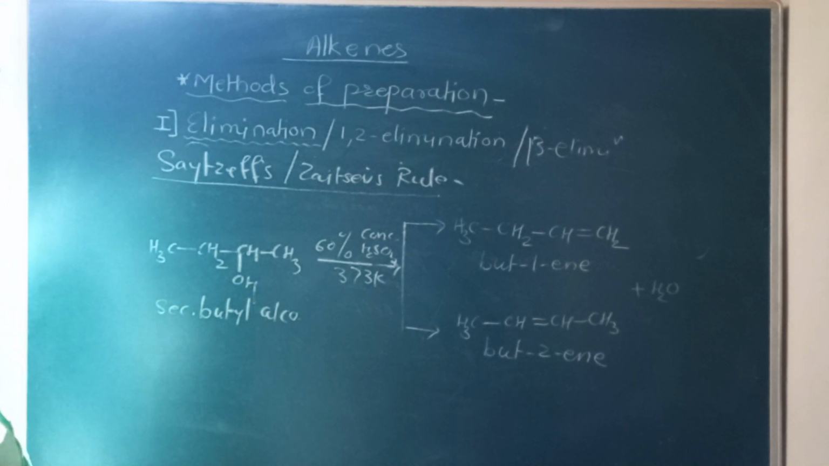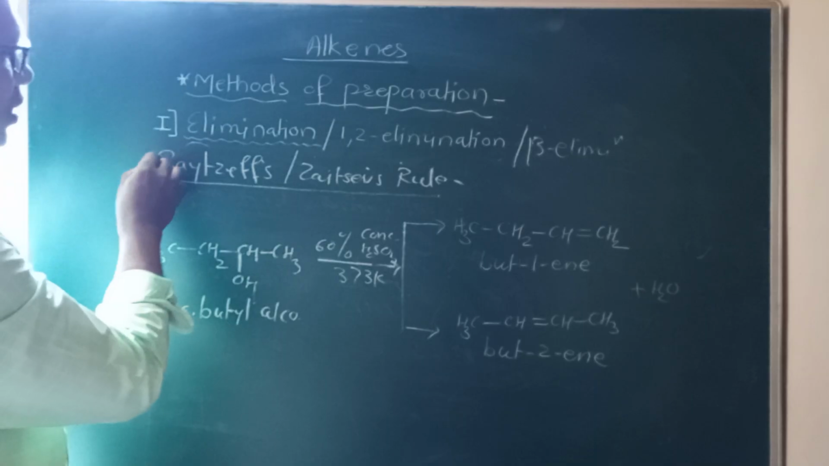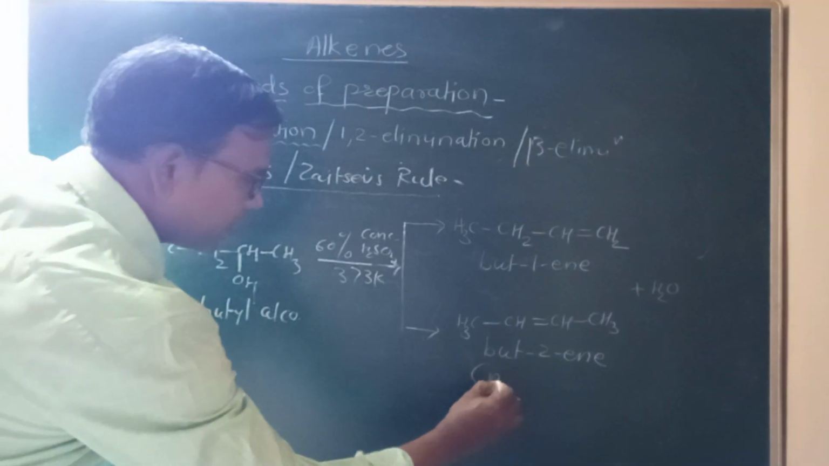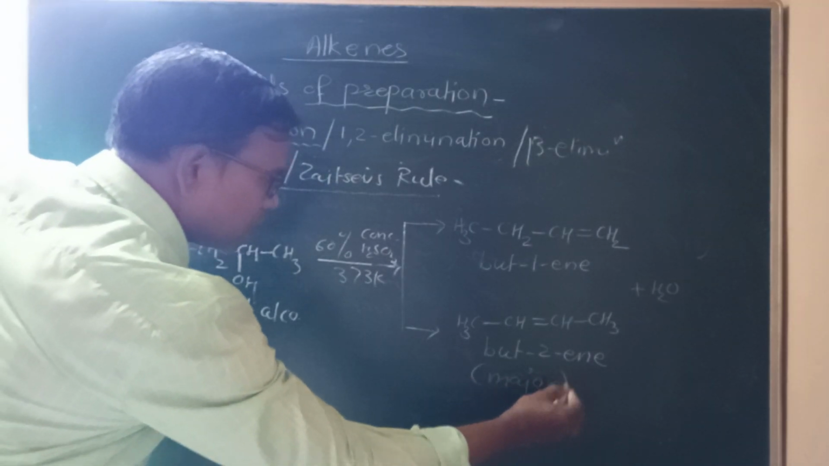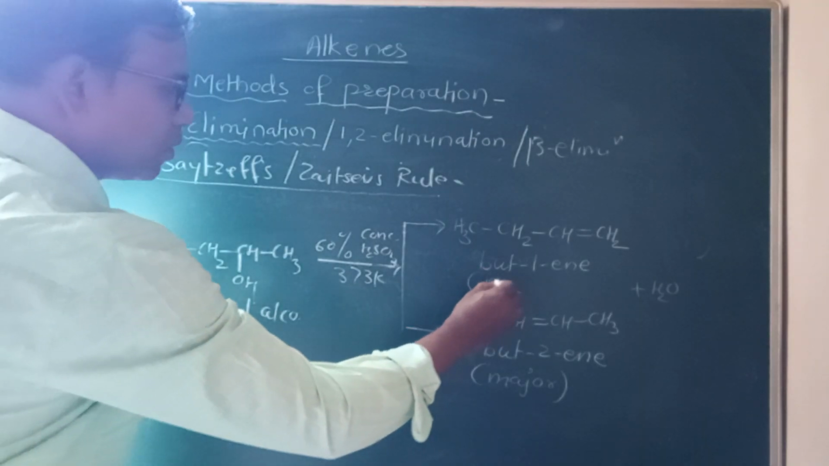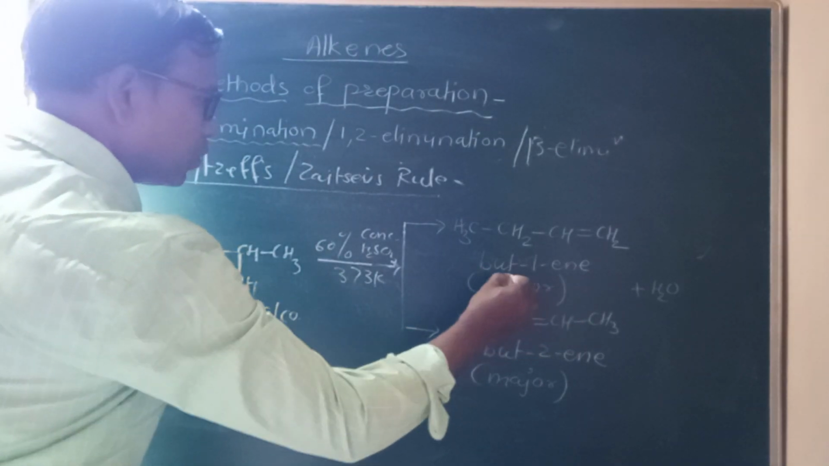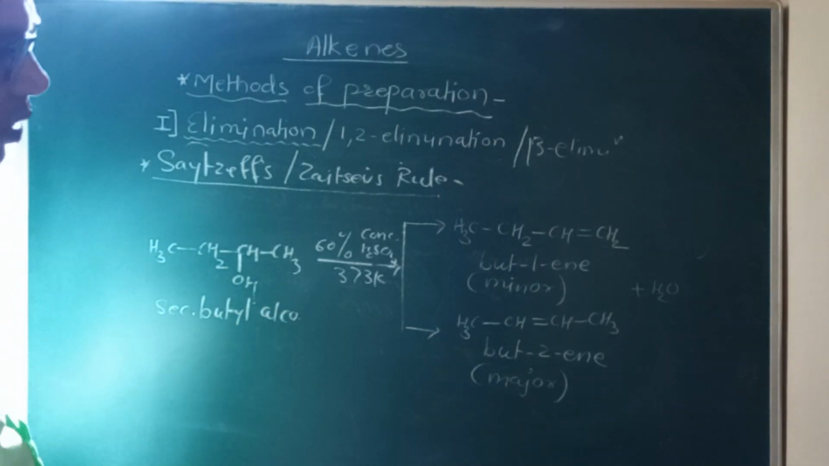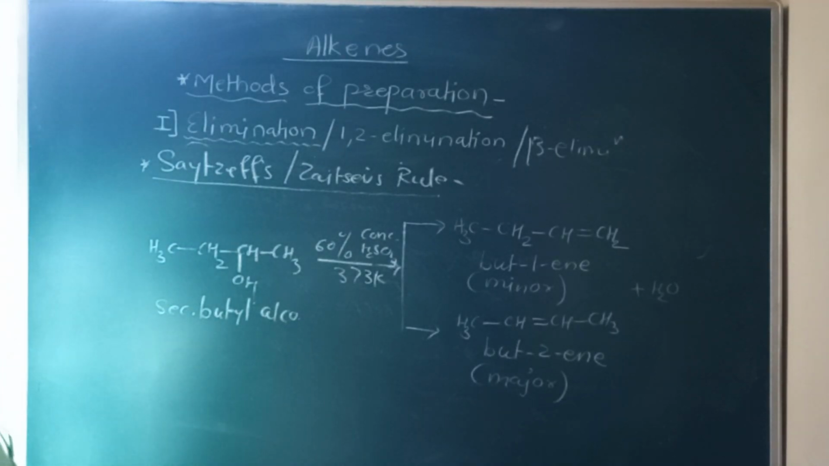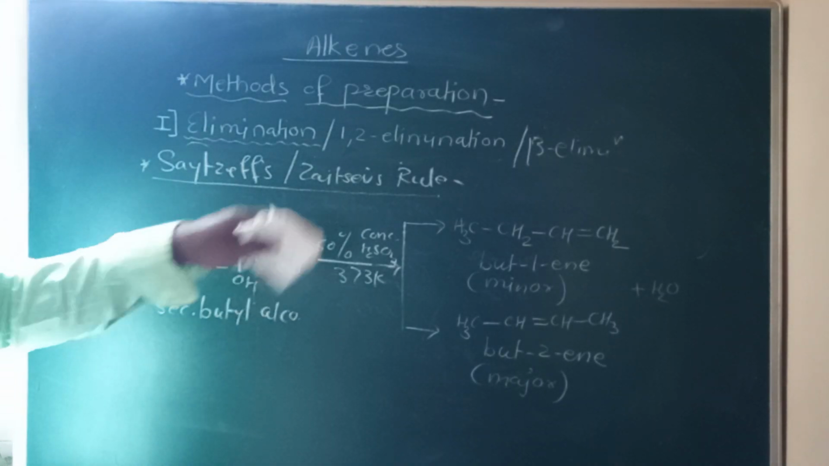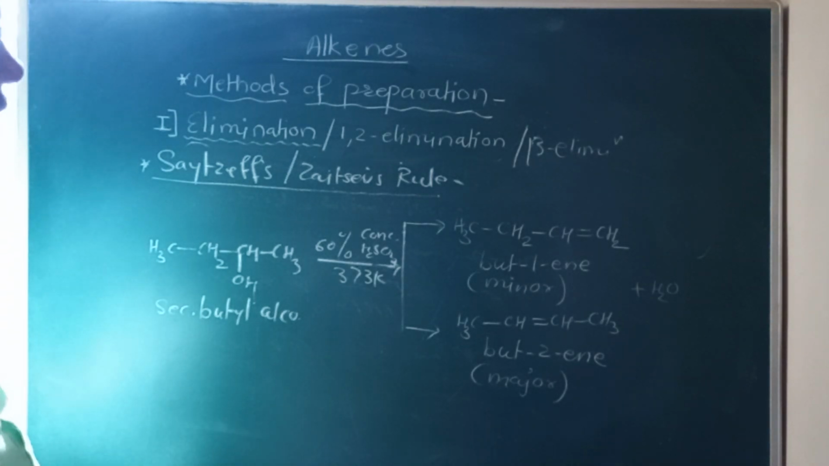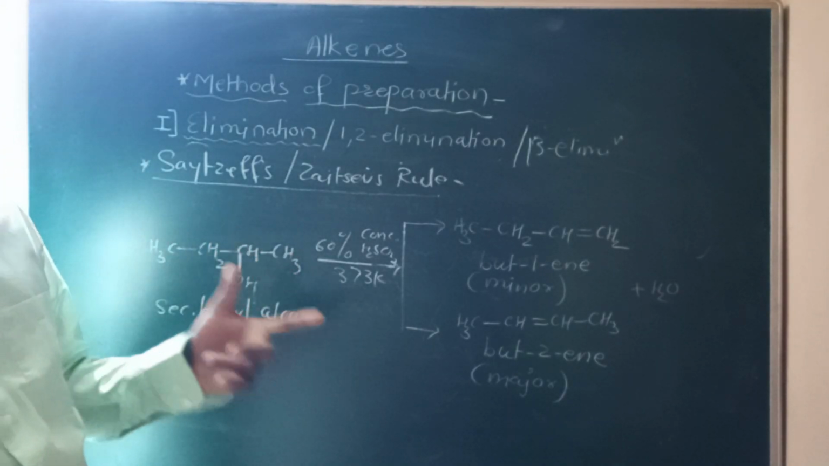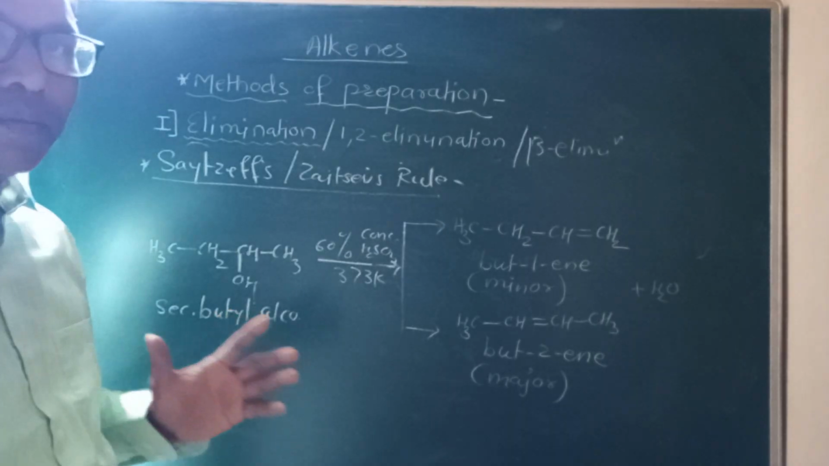Okay. Now according to this rule known as Saytzeff's rule, this alkene is obtained in a larger proportion, meaning this alkene is the major product, so that this becomes what? Minor product. So two products are possible, but-1-ene and but-2-ene. Okay, now why is this product obtained as a major product? That is explained by Saytzeff's rule. What this rule says: whenever two or more alkenes are possible during dehydration of alcohol, then the alkene with more number of alkyl groups is always obtained as the major product.